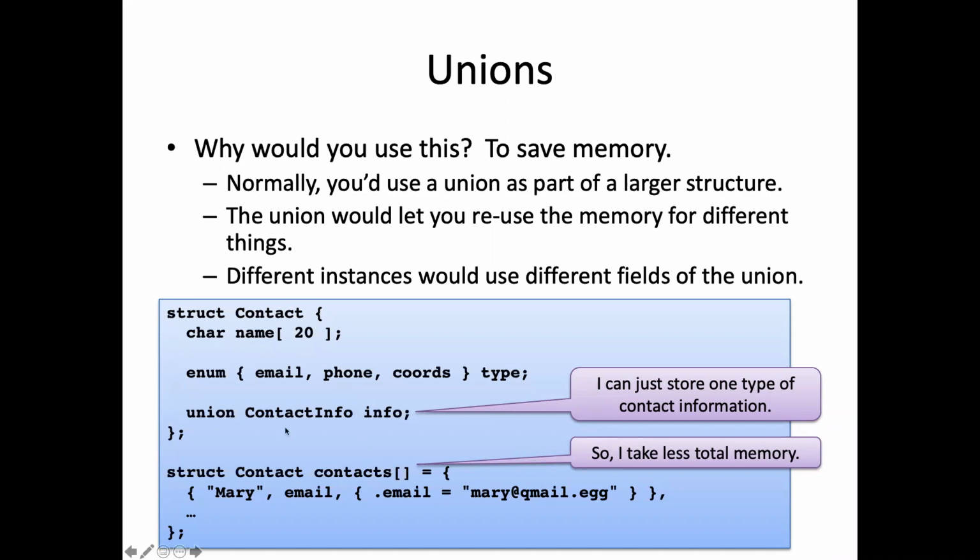This part contains either email address, phone number, or GPS coordinates, but only one of them. So this part of the struct is where I'm saving some memory. I'm not having to store everything, just any one of those three things. Remember, it's up to the programmer to keep up with what they stored. So if I was going to make a list of contacts, and that's what I'm doing down at the bottom, I'm making an array of contacts, then maybe some of them have email address, maybe some of them have phone number, maybe some of them have GPS coordinates. So I better remember which of those fields is being used by each instance.